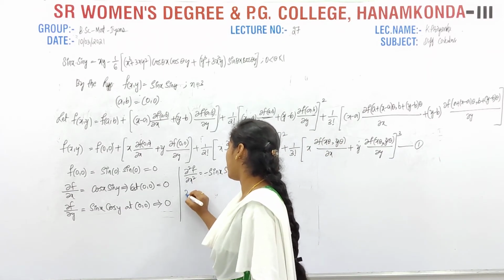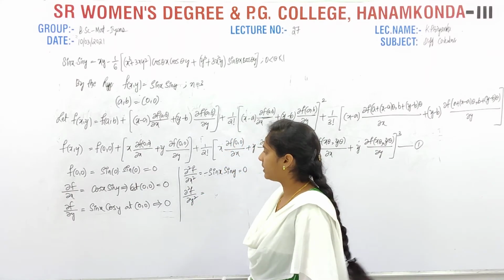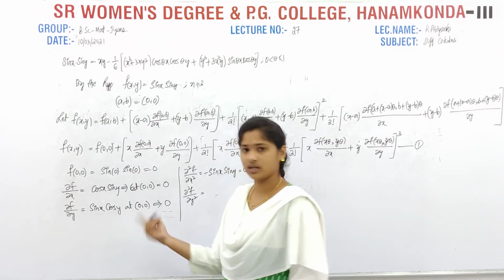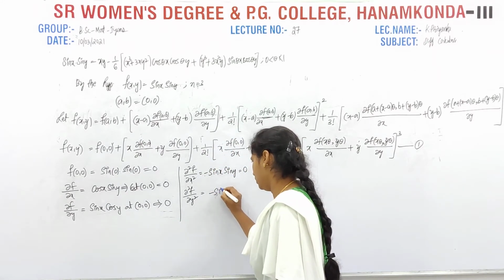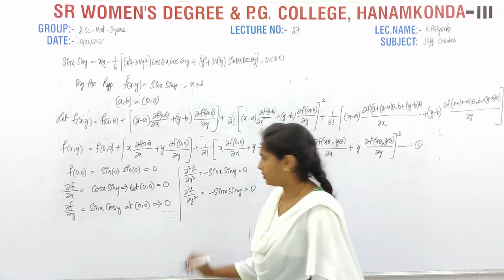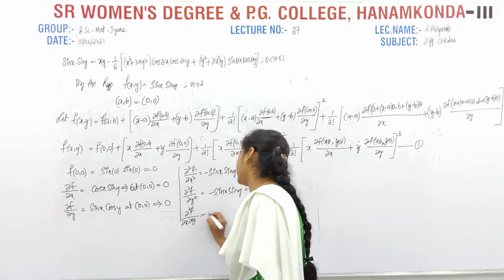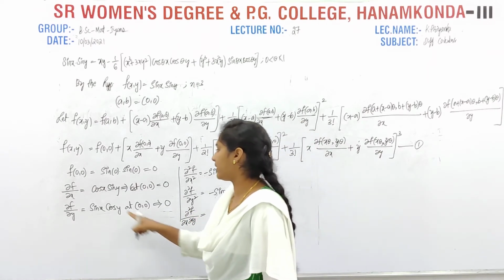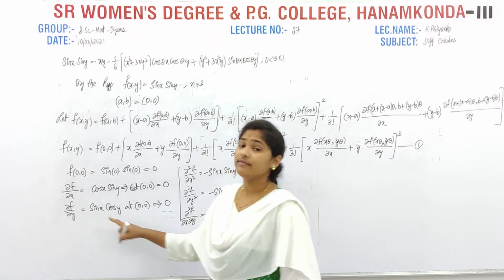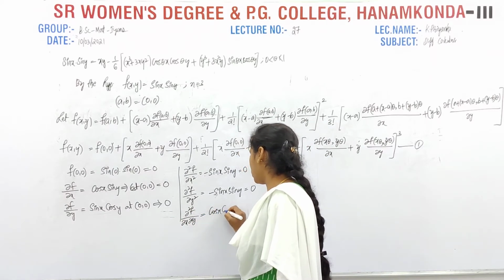Now dou square f by dou y square. Then what do we get? Sin with respect to y, so the cos derivative is minus sin. That will be sin x sin y. At origin simply it is 0. Now here dou square f by dou x dou y. Dou x dou y means we have to differentiate dou f by dou y with respect to x. Then what will I get? Cos x into cos y.